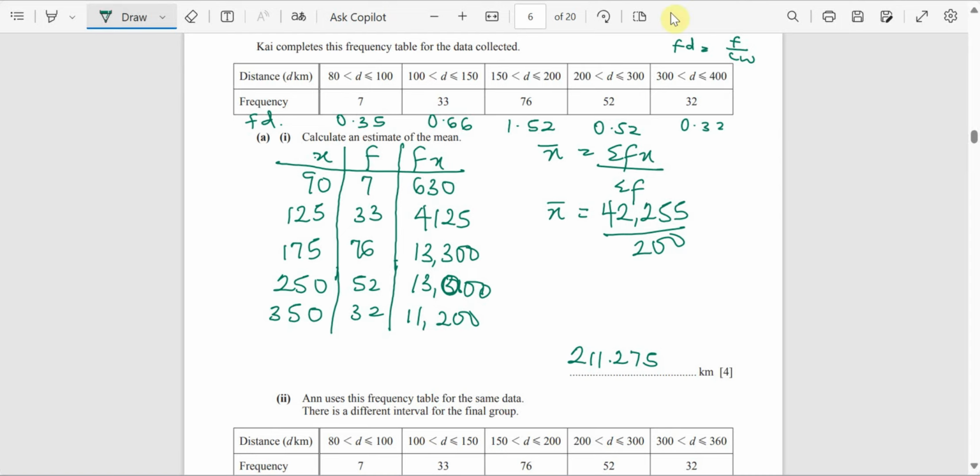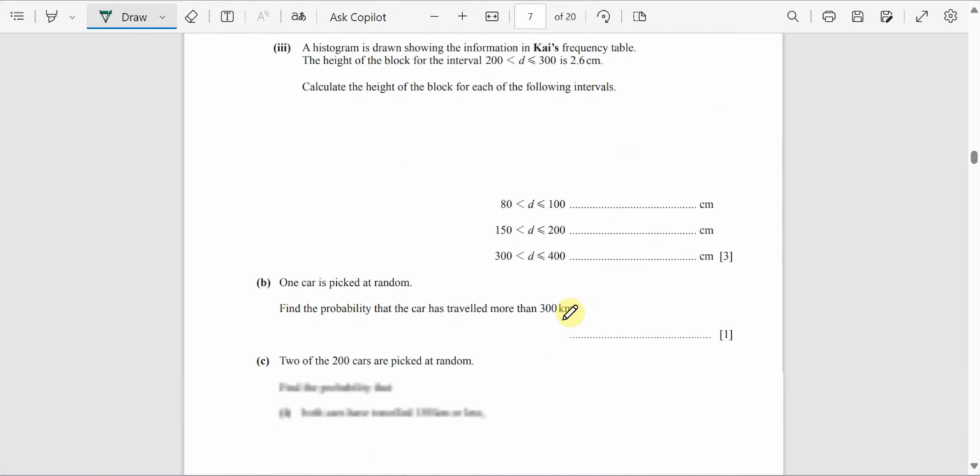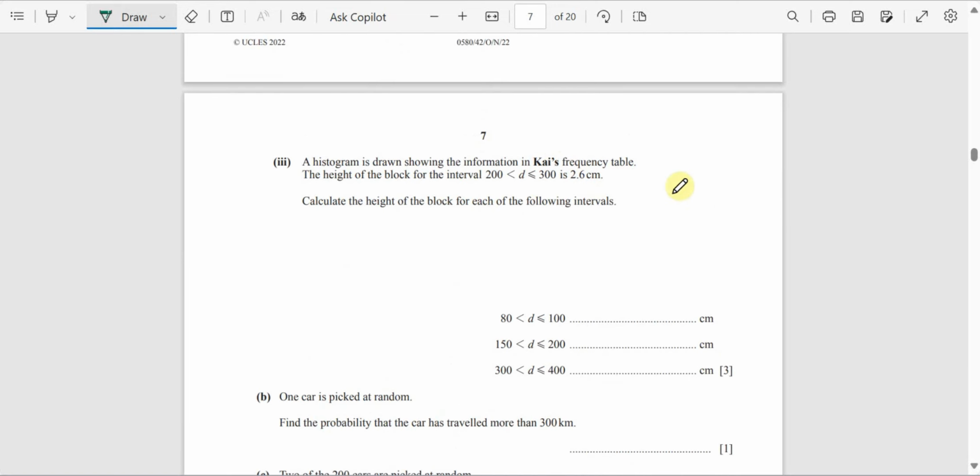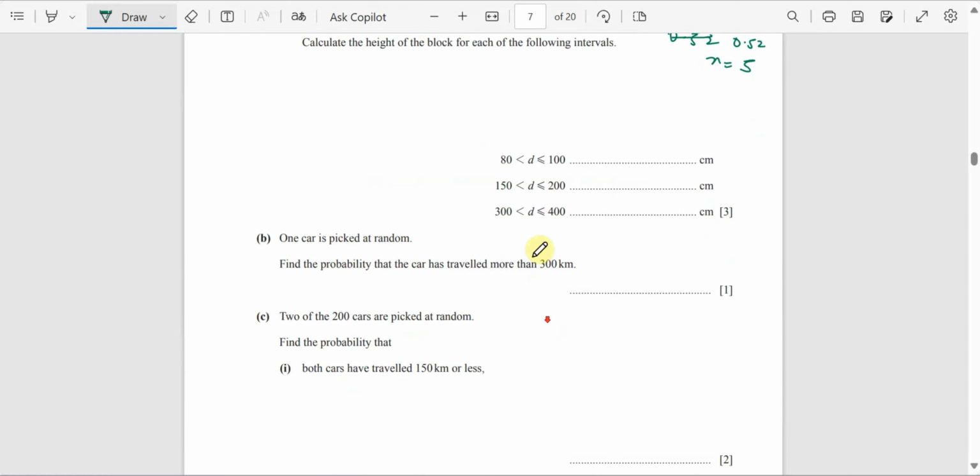Now from the question, this particular one that gave us 0.52 is now 2.6 according to the question. So 0.52 multiplied by something that we don't know is 2.6. So we need to find the scalar that was used to multiply. So 2.6 divided by 0.52 is 5. So that means the scalar used to multiply is 5. So every other frequency density would also be multiplied by 5.